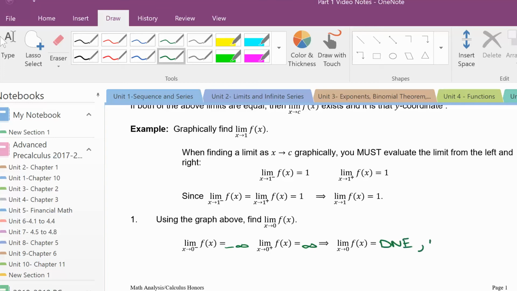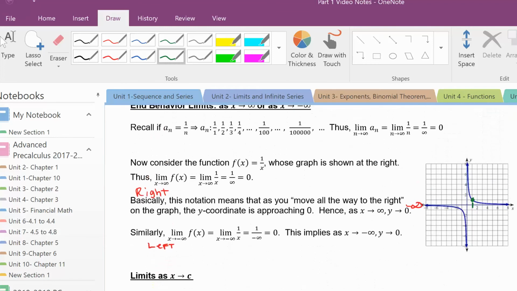And the reason it does not exist in this case is because of unbounded behavior, because 0 is what is called a vertical asymptote. So whenever, and we'll talk about this again, whenever you find the limit from the left and the limit from the right, and it's infinite or negative infinity, that means you're going to have a vertical asymptote at that number.